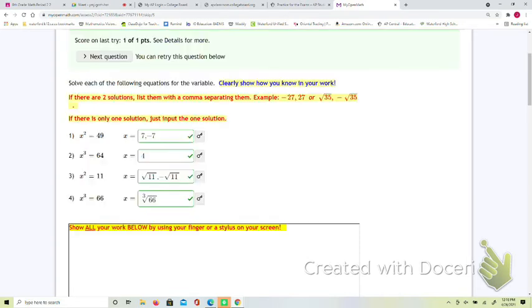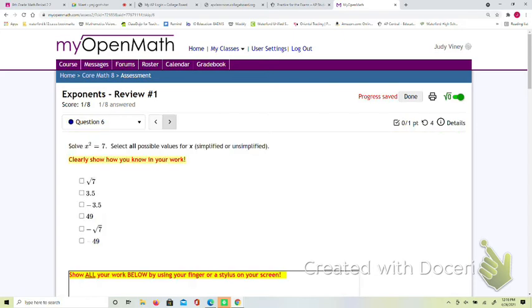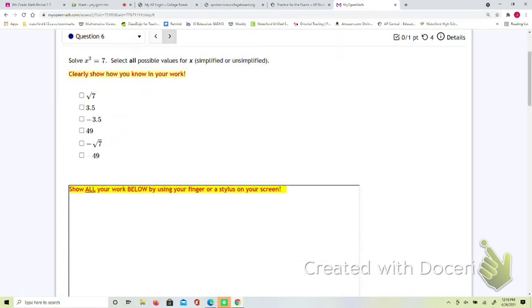Number 6 has a lot less work. Okay? So in the work area, the first thing that you're going to do is you're going to write 1 squared equals 1 times 1 equals 1. 2 squared equals 2 times 2 equals 4. 3 squared equals 3 times 3 equals 9. That's all you have to write. That's it.